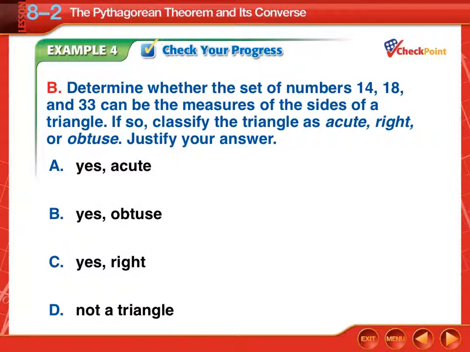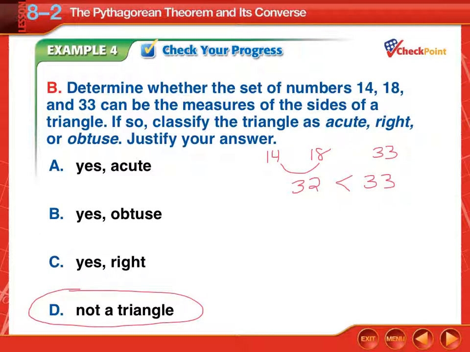Let's try another example. We've got three sides, 14, 18, and 33. First, let's see, can this make a triangle? Clearly, the sum of 18 and 33 is greater than 14. But let's check this sum out here. 14 plus 18 is 32, which is not greater than 33. Therefore, this is not even a triangle. So we can't even close that up. The sides are too short.